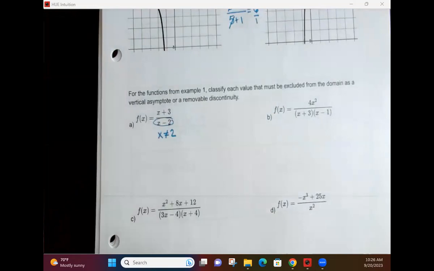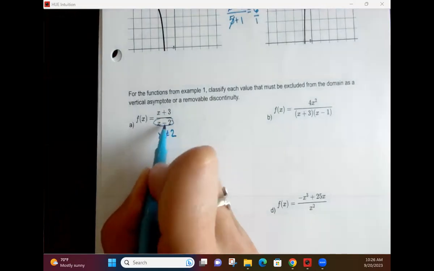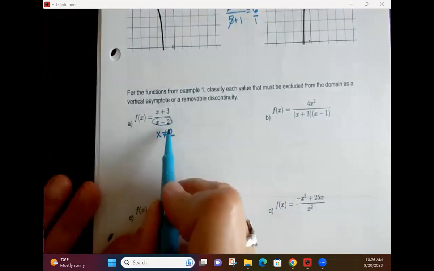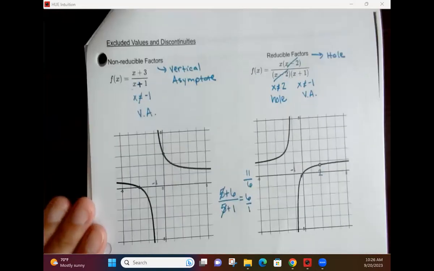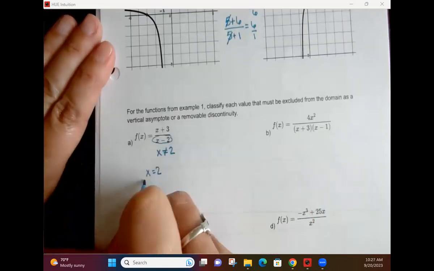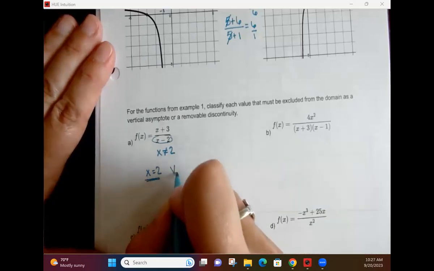I have to be able to reduce the entire factor. Okay, I can reduce factors. I cannot reduce if I see something that has a plus or minus sign attached to it. So I cannot reduce this factor. That means that that excluded value must be a vertical asymptote. For vertical asymptotes, we do need to write the whole equation. When I describe an asymptote, I'm describing a line. So I need to give the equation of a line. It's the line x equals 2. That is a vertical asymptote.